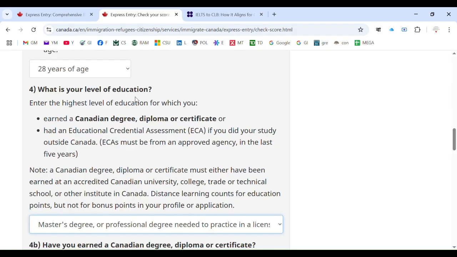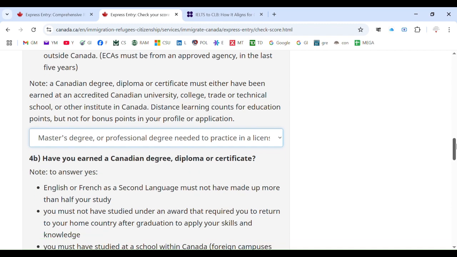You have to have a Canadian degree, or your degree has to be converted, assessed based on Canadian standards. So you have to do ECA, educational credential assessment. I will show you in later videos how to do that, but you have to convert your degree into Canadian equivalency. That's what it is saying.